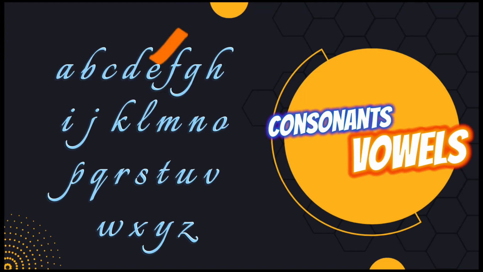E is a vowel. Then F is a consonant. G consonant. H consonant. I is another vowel. J is a consonant. K consonant. L, M, N are consonants. O is another vowel. P, Q, R, S and T. These are all consonants. U is the last main vowel. V consonant. W consonant. And X consonant. Y is the special vowel, and we'll talk about that more later on. And Z is the last letter, and it is a consonant.